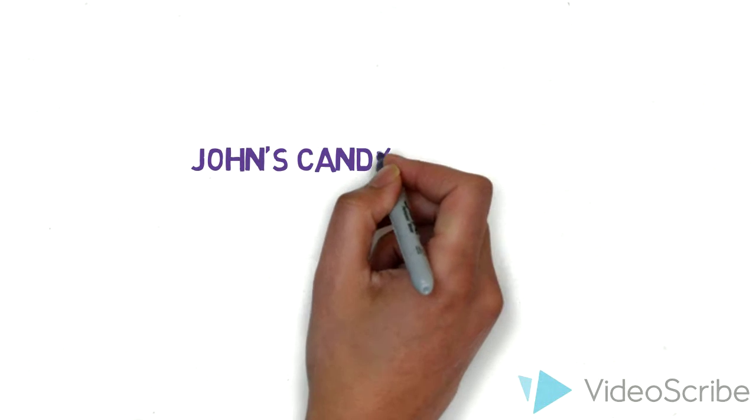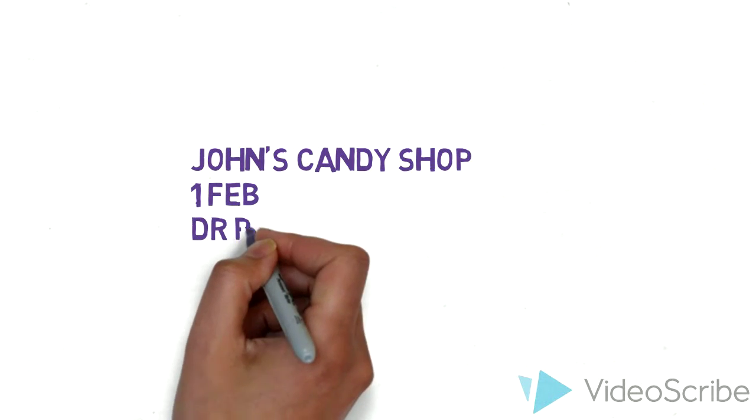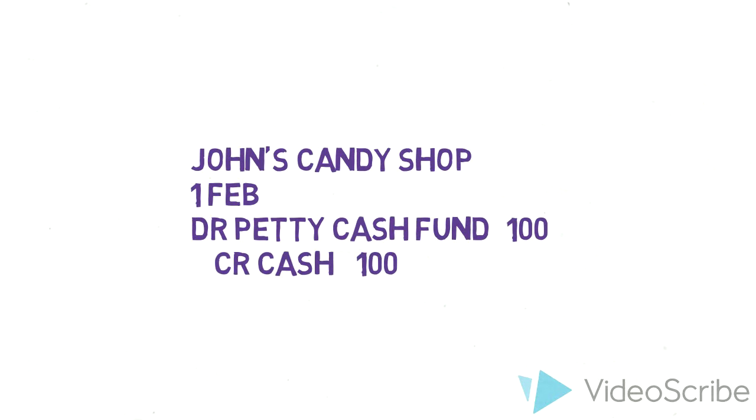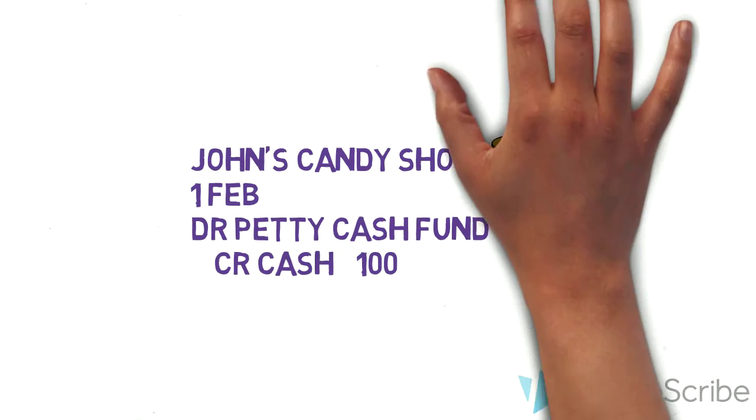For example, John's Candy Shop. Debit petty cash fund $100, showing the creation of the fund. Credit cash $100 to balance the entry.